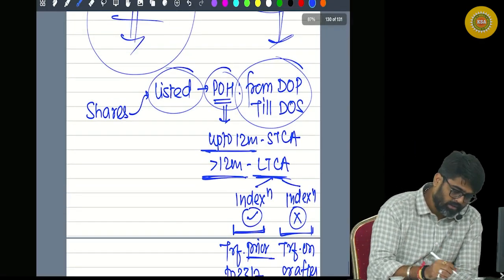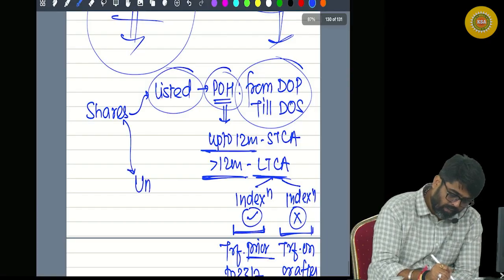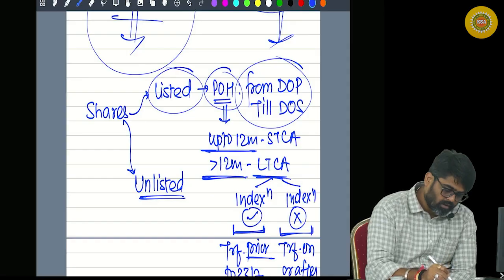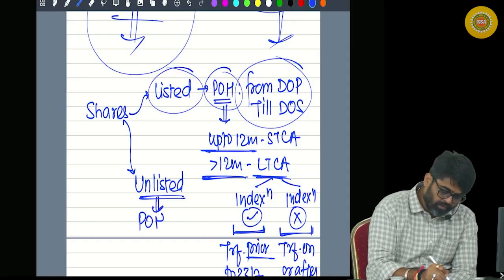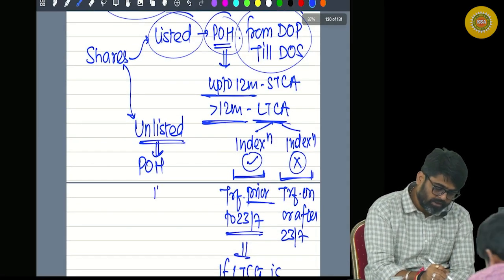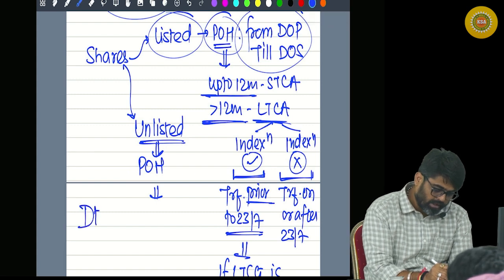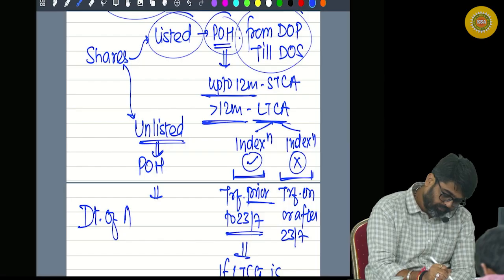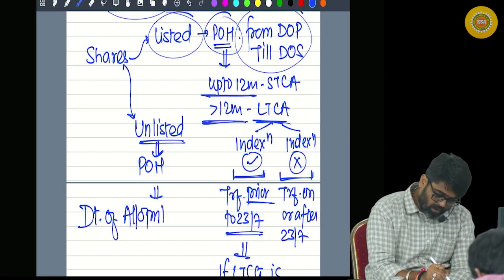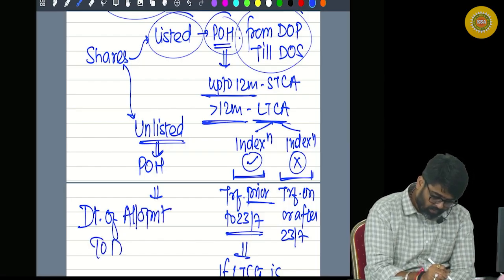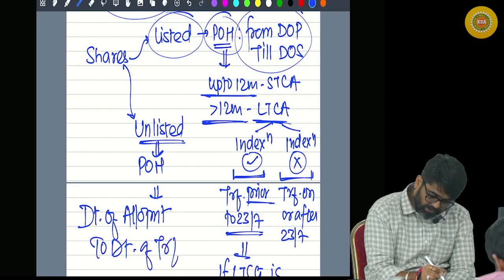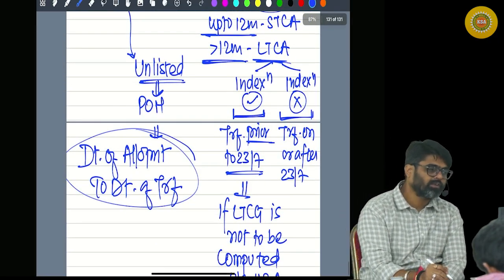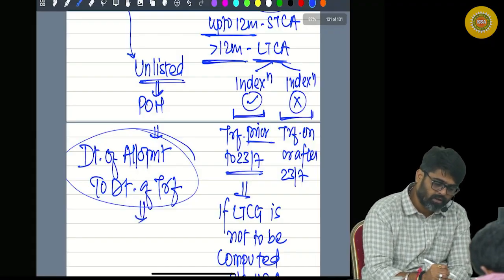Okay. Now tell me, can the shares be unlisted? Yes or no? Period of holding: from which date to which date? Date of purchase or date of allotment? Date of allotment to date of transfer. The date immediately preceding the date of transfer, meaning the date of transfer. Yes or no? Now tell me, this is the period of holding.